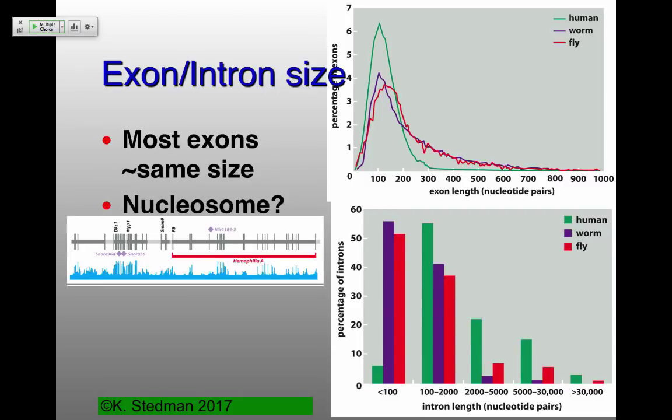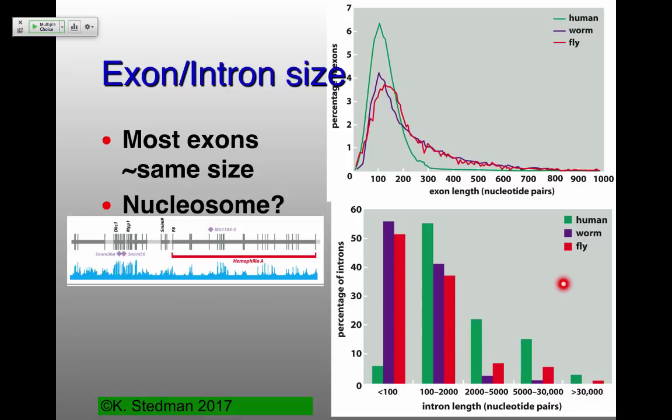So we mentioned this before. If you look at the distribution of sizes of exons, and this is now from 3 different eukaryotic genomes, you'll notice the peak here is right around 100 to 150. So almost all the same size, maybe because of the size of the nucleosome, maybe because of the size of an individual domain, but those are the pieces that get put together.